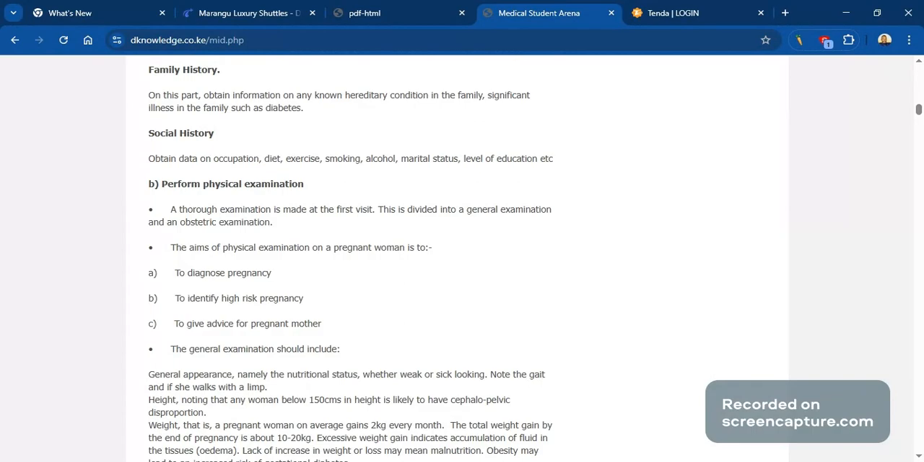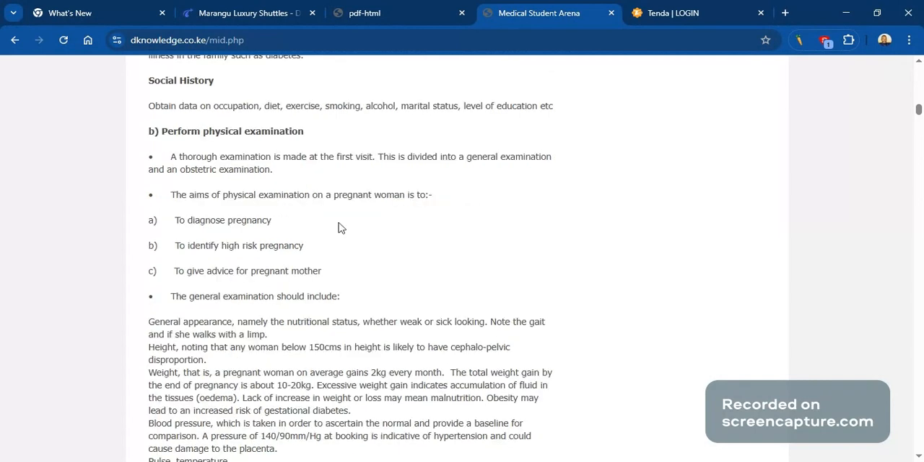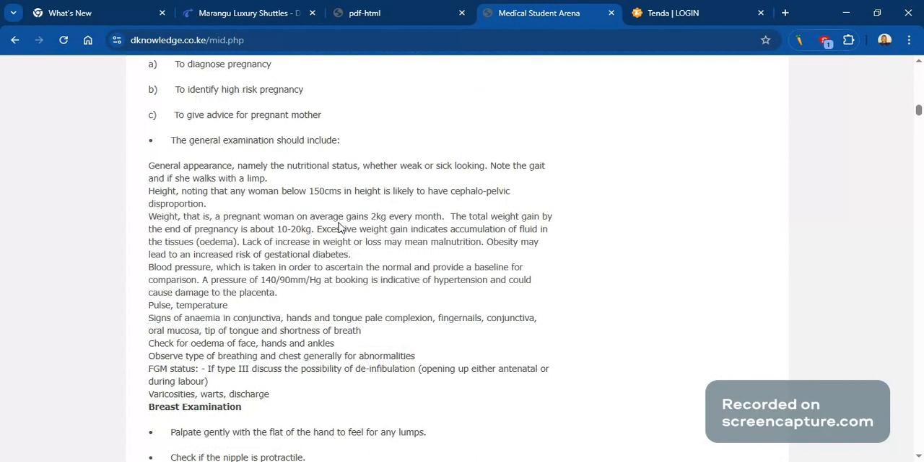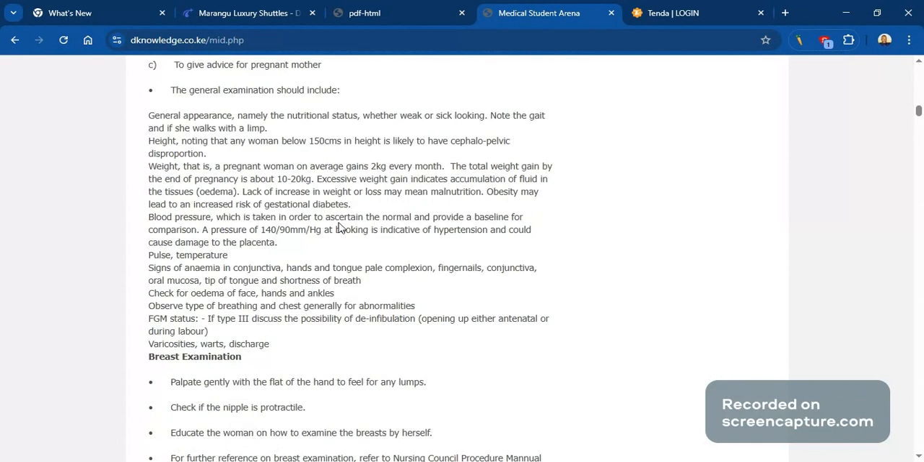Then now what is very, very important is to perform physical examination. A thorough examination is made at the first visit. This is divided into general examination and obstetric examination. So on general examination, we really need to know the aims of physical examination of a pregnant woman: to diagnose the pregnancy, you need to confirm this pregnancy rumor or something, to identify high risk pregnancy and to give advice for the pregnant mother.